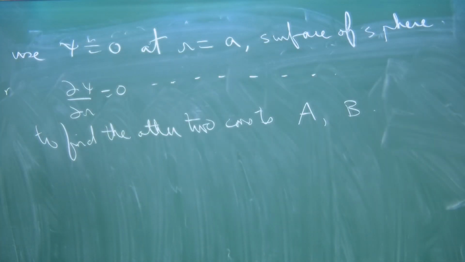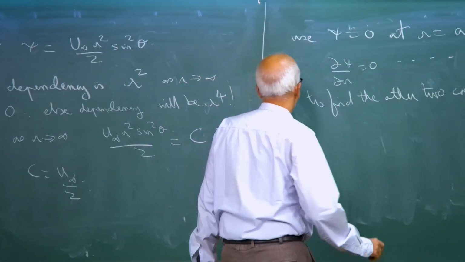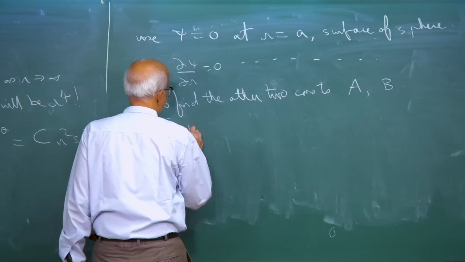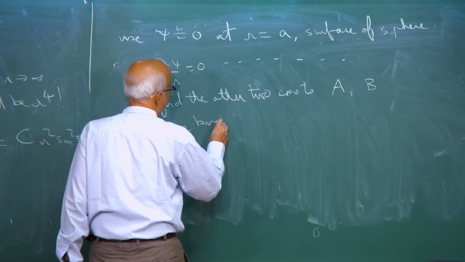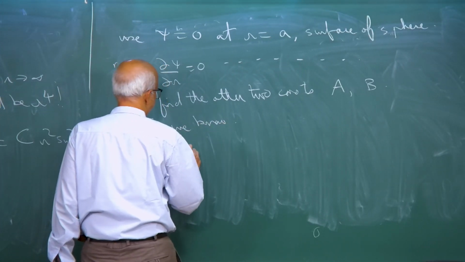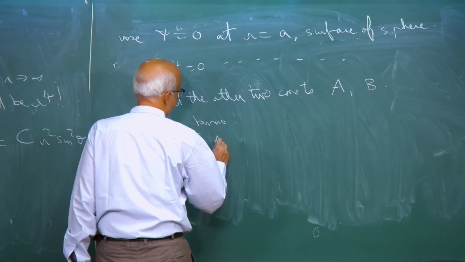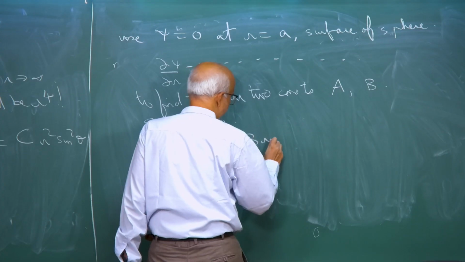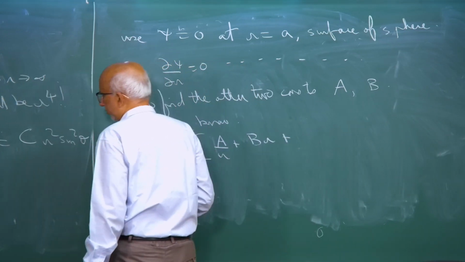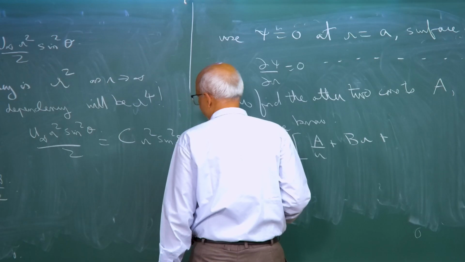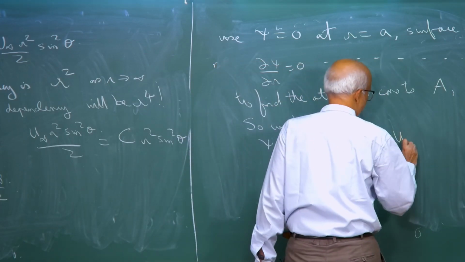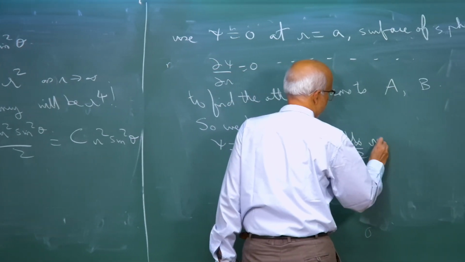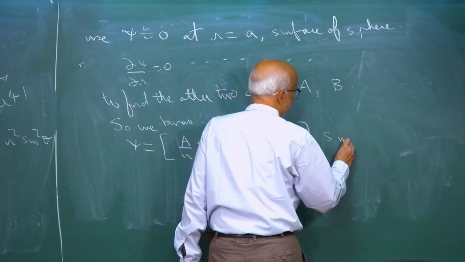So, now you know what the stream function is. We know the stream function psi. What was it? A by r plus b r. C is known, no? C is u infinity by 2, r squared sin square theta.